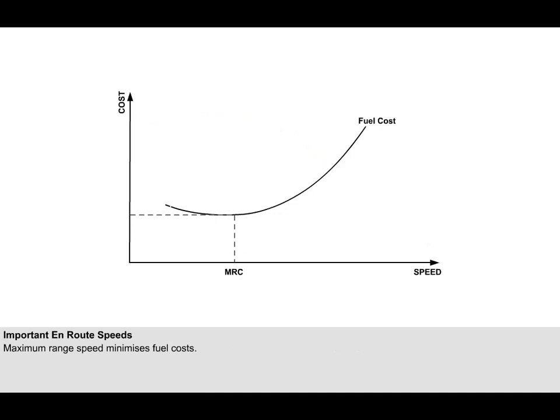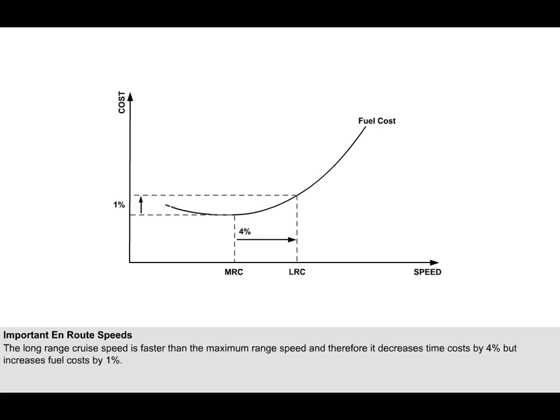is simply that the aeroplane will use the least amount of fuel and therefore have the least fuel cost for a given distance. However, operationally, the faster long-range cruise is used. The simple reason why this speed is used is because by getting to a destination more quickly, more revenue-earning flights can be carried out in any given period.